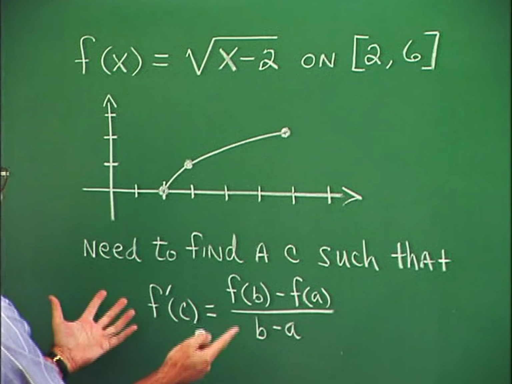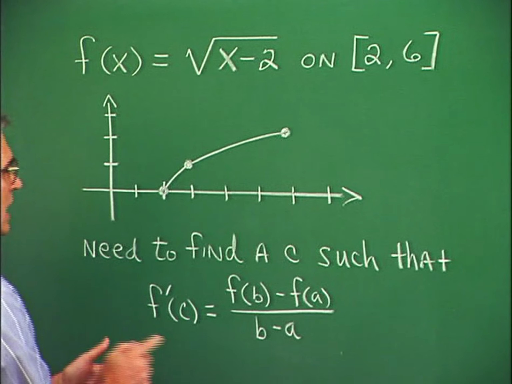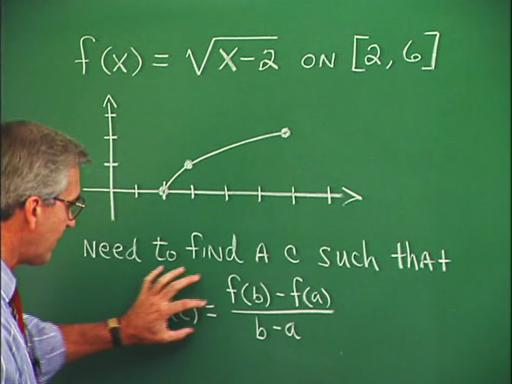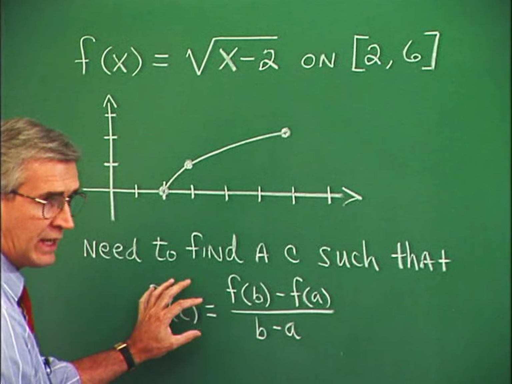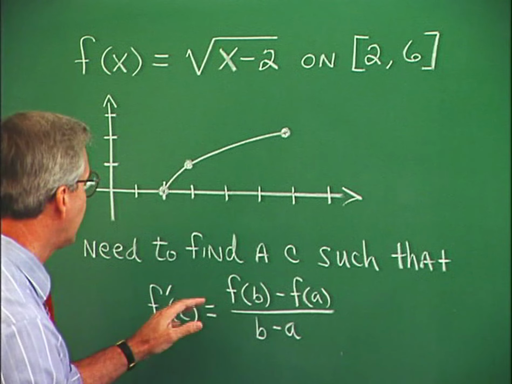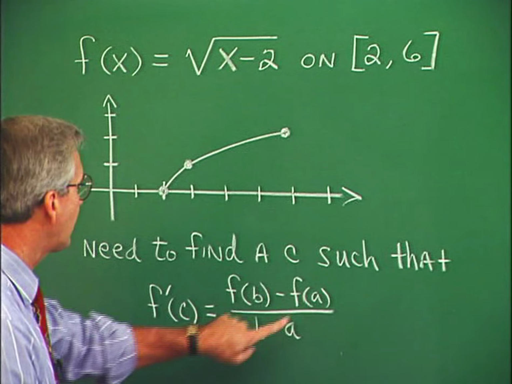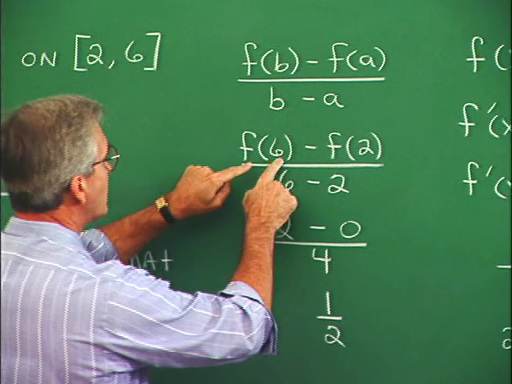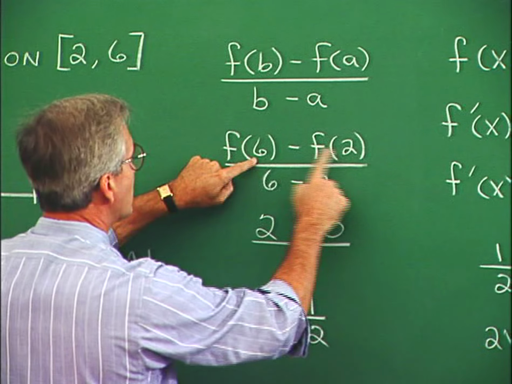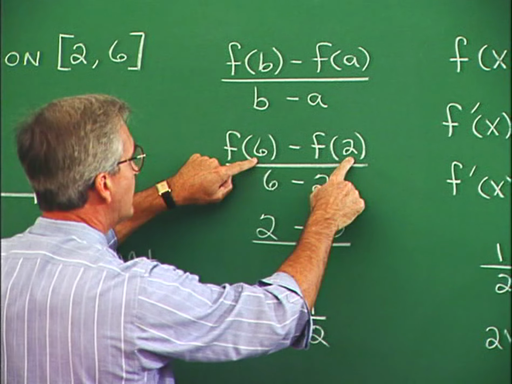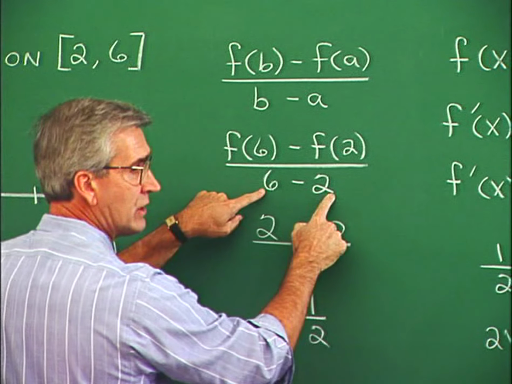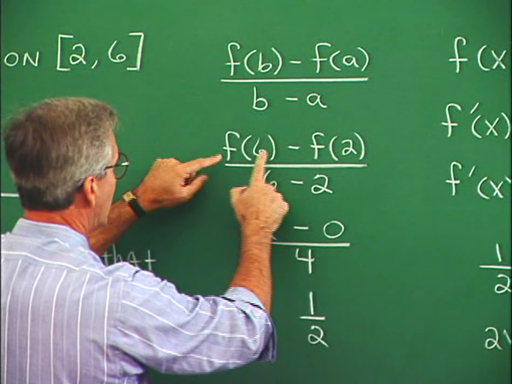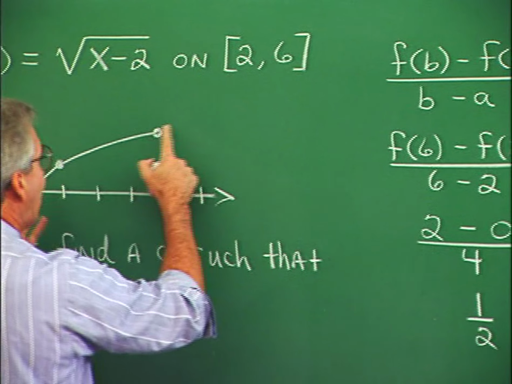So here's what we need to find in this problem. We can calculate this part of it first and then take the derivative and set these equal to each other. I think that's the best technique for us to follow. So f of b minus f of a over b minus a looks like this. Now the right endpoint was 6 and the left endpoint was at 2. So that's why f of 6 minus f of 2, and then down here 6 minus 2. Now f of 6, we can find f of 6 in a couple of ways. One way is to look at the graph.